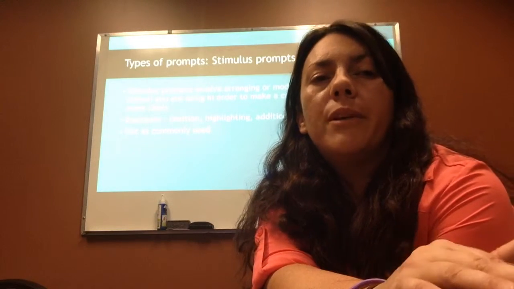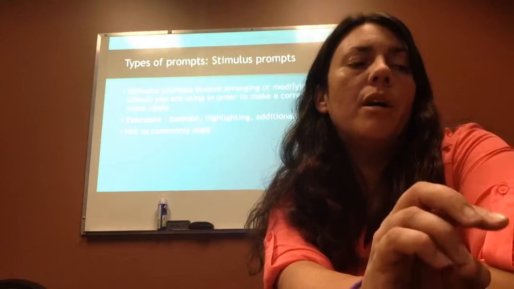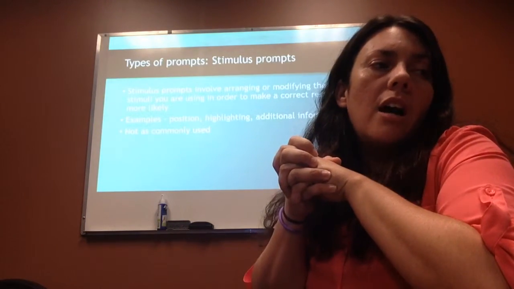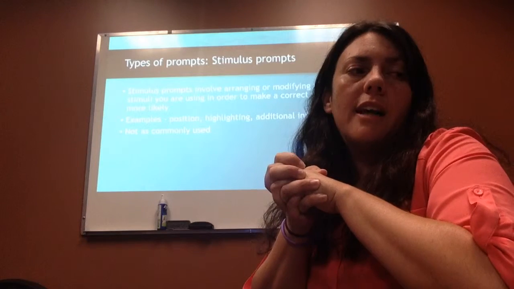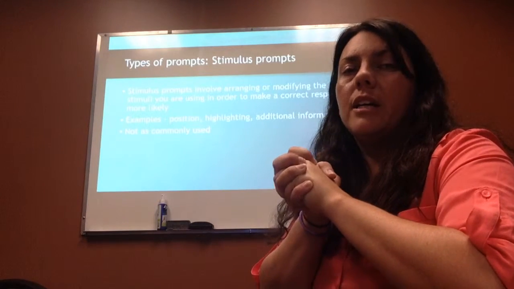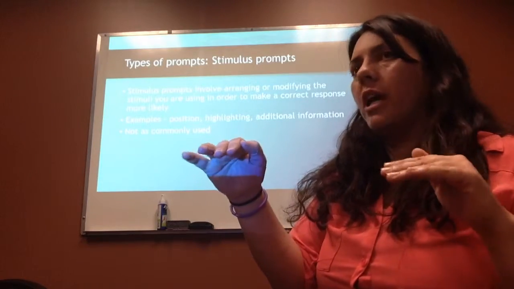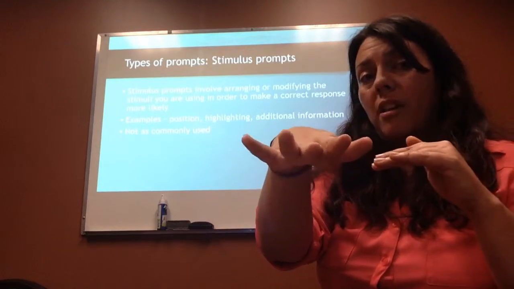So these are not as commonly used because they have to be done ahead of time, but they usually involve arranging the stimuli in a certain way in order to make a correct response happen. The best kind of example is a position prompt. If you have pictures of a cat, a dog, and a pig, and you're saying touch cat, you put the cat closer to them.